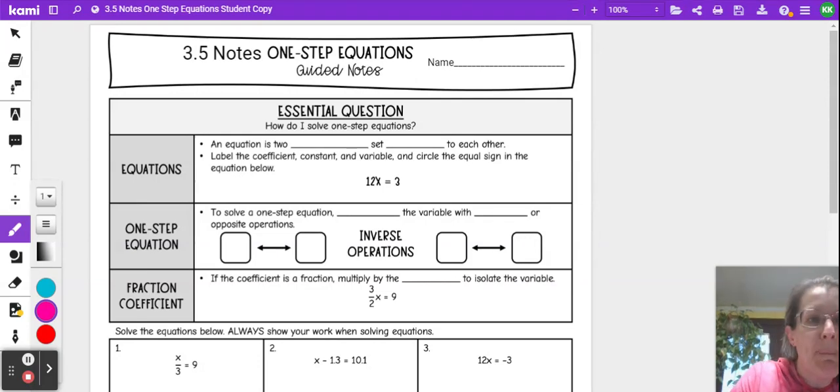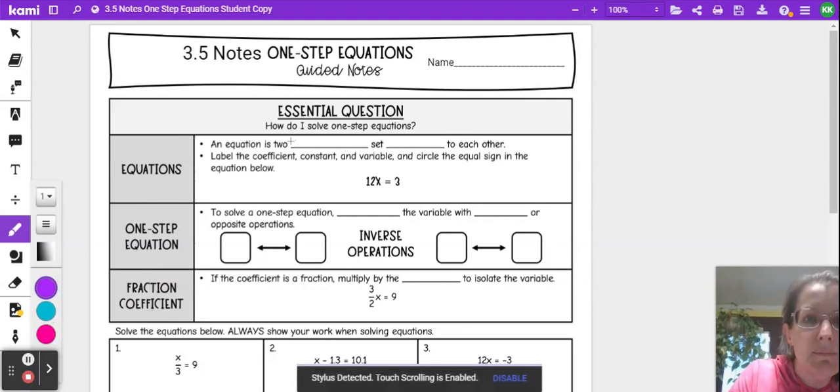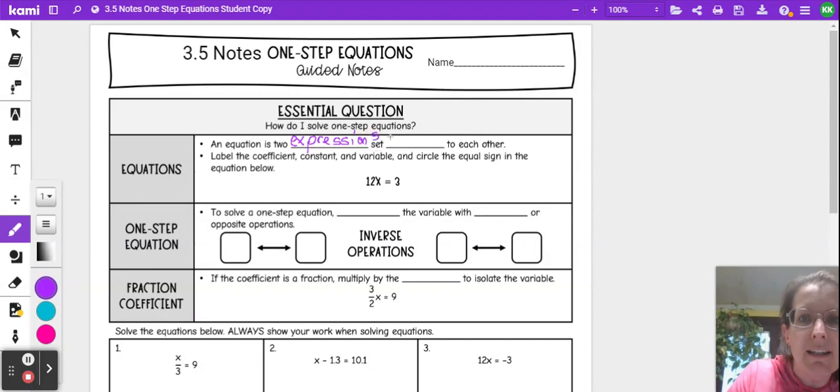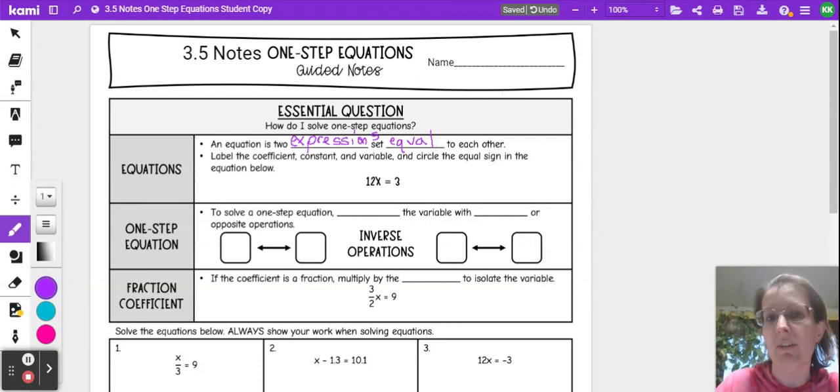An equation is two expressions set equal to each other. If you cannot fit it in there on your notes, just do your best. You can move up here if you need to. So it's two expressions. An expression is a set of terms. It might have numbers and variables or just numbers. So an equation is two expressions with the equal sign in the middle of them.